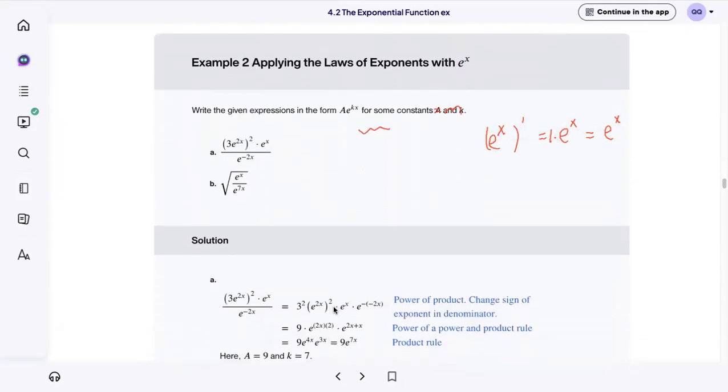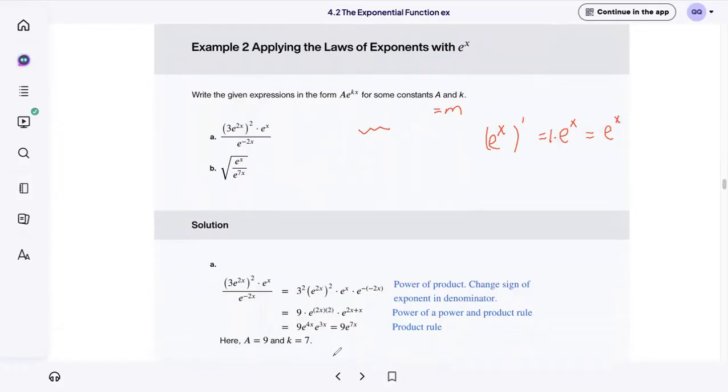Okay, let's see this practice. Given this expression, we want to write it in this form. We want to write the initial value A, capital letter A, and e raised to kx. Okay, we want to find k and A.